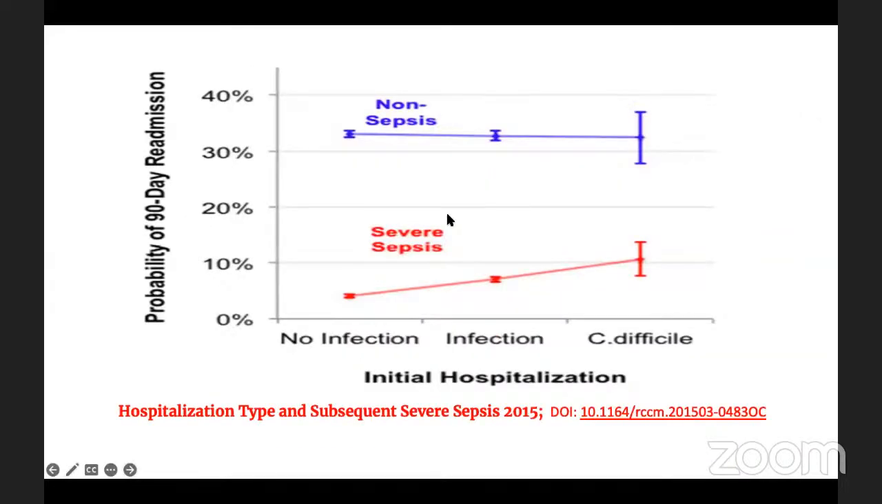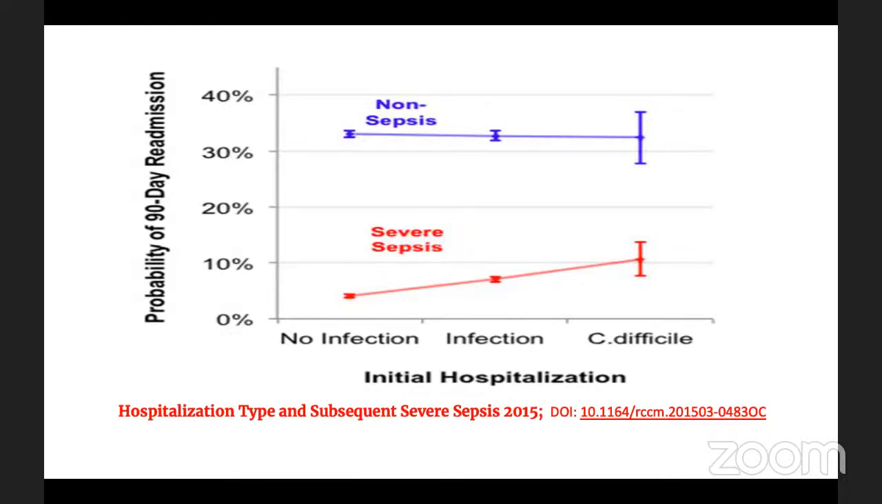So still a study was done to see what happens to patients. These patients were followed up: patients that were healthy, those admitted with conditions that are not sepsis, and those admitted with sepsis. They were followed up to see what happens for 90-day readmission at 3 different exposures: without an infection, with an infection, and with C. difficile infection.